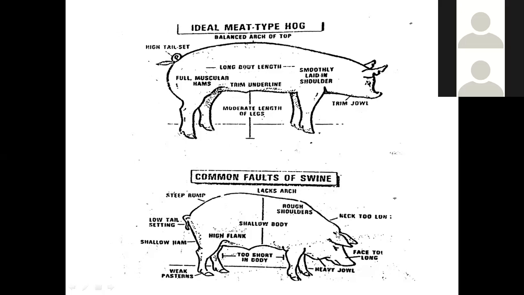So these are the few things that you have to look at. Mainly you have to concentrate on the ham region, the jowl region, the top region. And always remember that the ham region or the rump region should be bigger than the loin region.